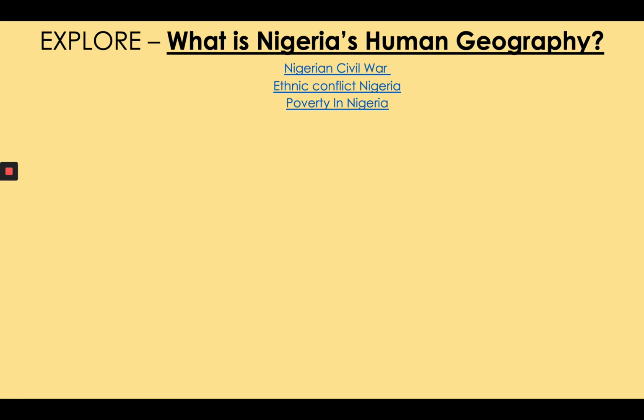The final question of today is, what is Nigeria's human geography like? So I'm going to tell you a little about the history of Nigeria and the key issues and problems that face Nigeria's people today. Please make sure you watch these videos before the lesson ends, and I link them below. So, Nigeria's human geography. I will show you about Nigeria's human geography through 3 maps, which will help you to understand what life is like for the people there.